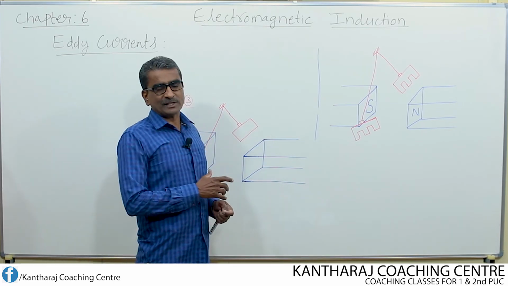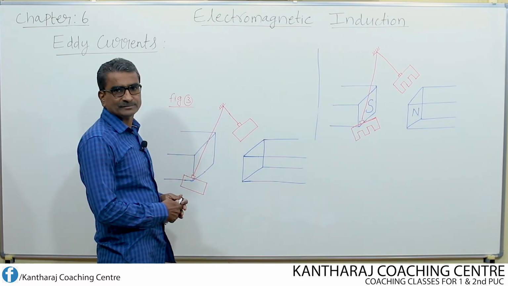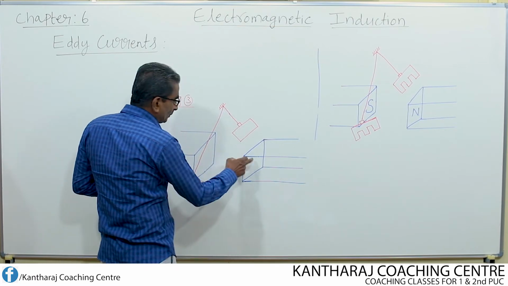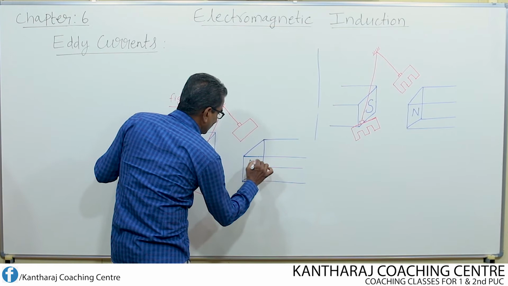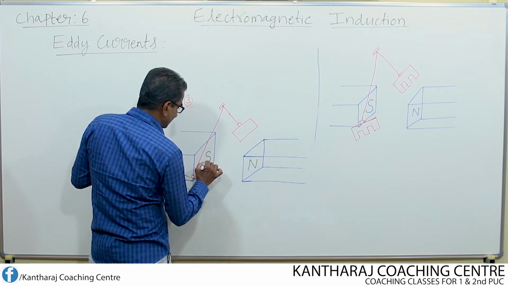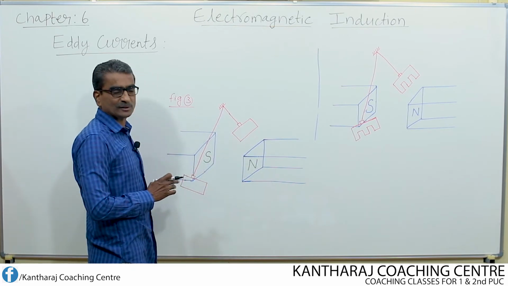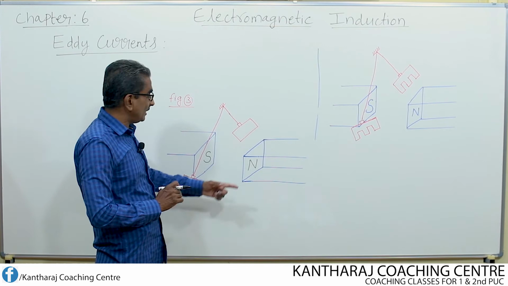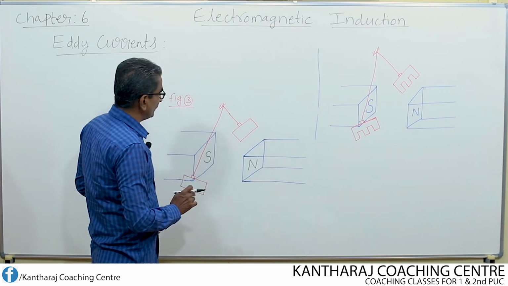So let us demonstrate the eddy current. This is figure 3, which I am going to consider. Once again, here there are two powerful magnetic pole pieces. Let us consider this as north and this as south, or even this may be north and this may be south. So these are the two powerful magnetic pole pieces, or else we can make use of an electromagnet also.